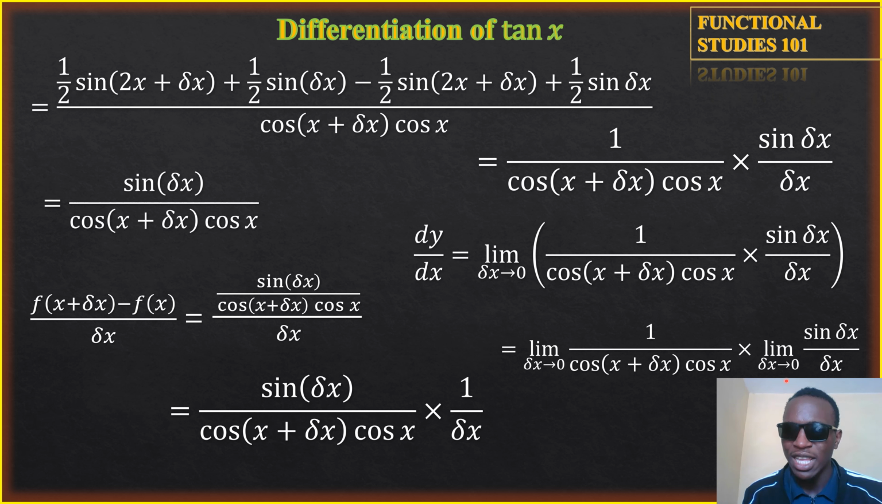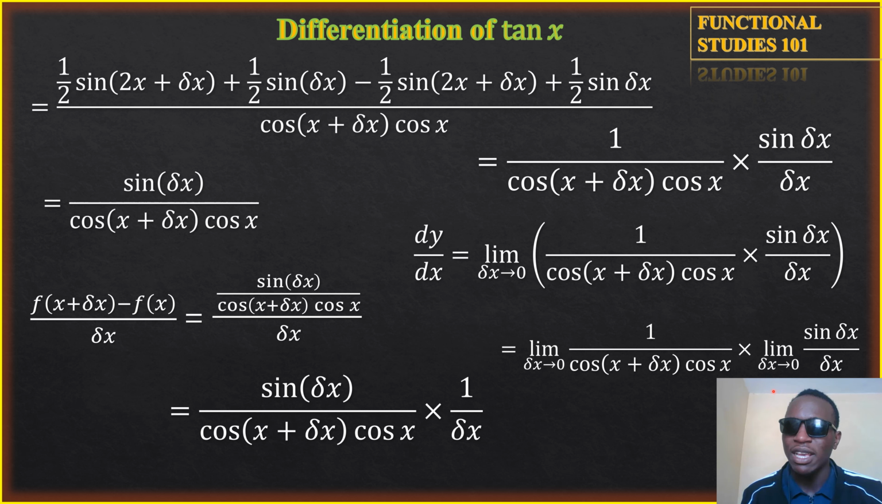As delta x tends to 0, it means delta x is small. So sine of a small angle gives that same angle, right? From the previous videos that you have watched. If you have not watched, you go back and watch it. Differentiation of sine and cosine. All these things were explained there in detail.